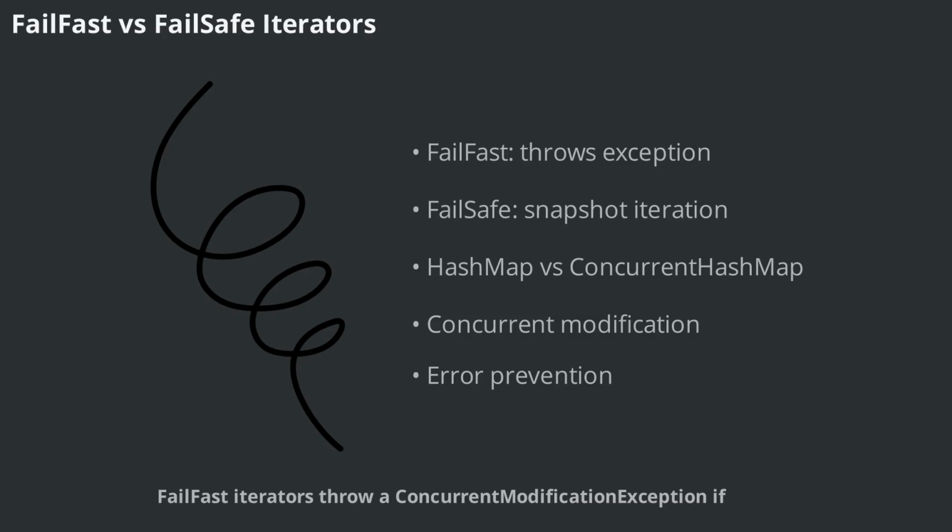Fail-fast iterators throw a concurrent modification exception if the underlying collection is modified during iteration. This is the default behavior in Java collections framework, such as with HashMap. Fail-safe iterators, like those in ConcurrentHashMap, do not throw exceptions and instead iterate over a snapshot of the collection. This distinction is crucial for concurrent programming and avoiding runtime errors.